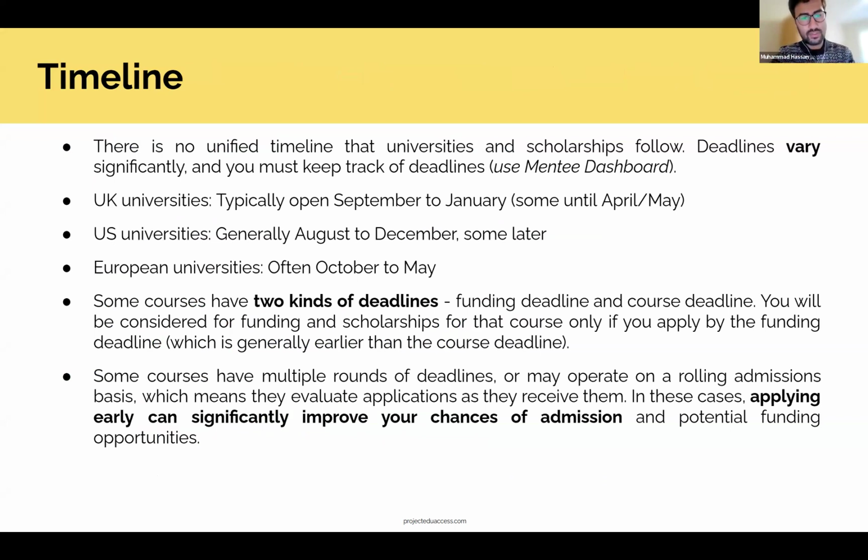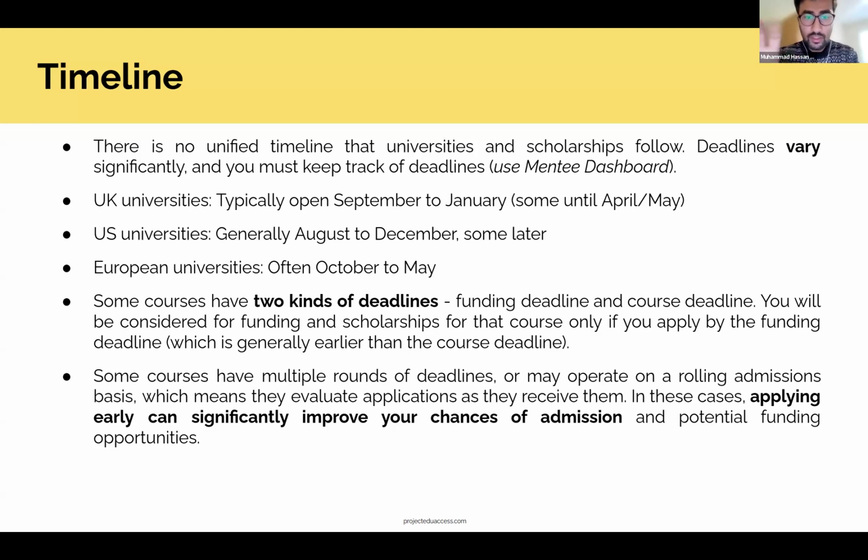For the US, right now is the time in which people are submitting their applications for the graduate program. Some applications are due in November, some in December, some later in January, but usually August to December is your best bet. And for Europeans, they start later, from October to May. There are two specific kinds of deadlines when you're looking at specific universities: one is for the course and one is for funding.